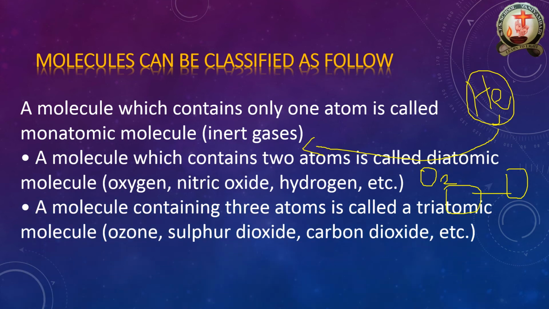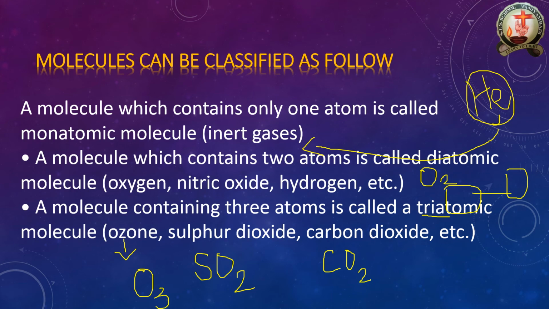A molecule containing 3 atoms is called a triatomic molecule. Di means 2, tri means 3. I can take ozone. You are already aware of that one. The ozone layer at the top of the earth covers and protects us from ultraviolet radiation. Ozone is nothing but triatomic, O3. Sulfur dioxide, SO2. Carbon dioxide, CO2. Like that the system occurs.